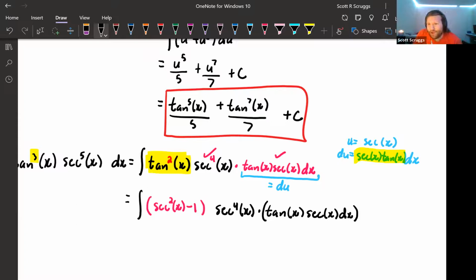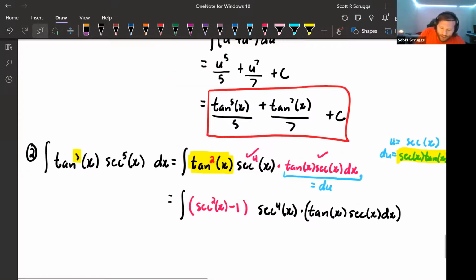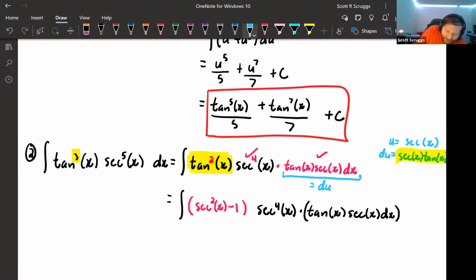Again, to remember that trig identity, recall that in the previous problem, we got this identity by dividing it by cosine. Well, subtract both sides by 1, and we get that desired identity. All right, with that, we now have everything we need to perform the u substitution here.